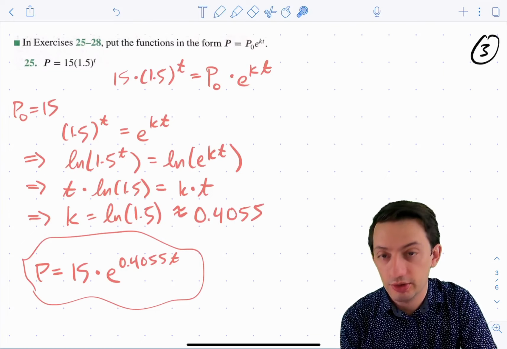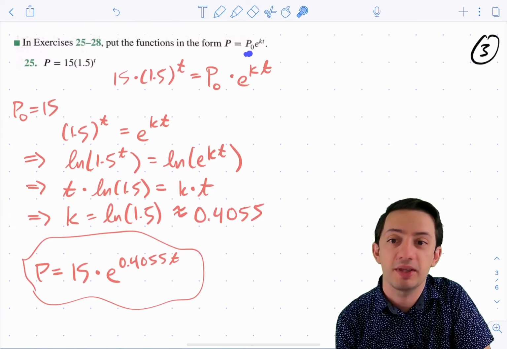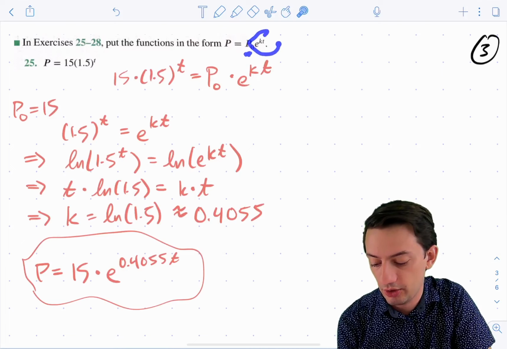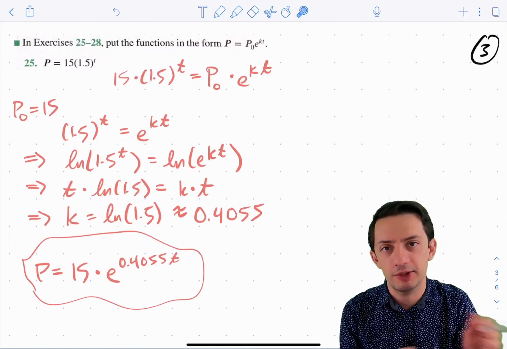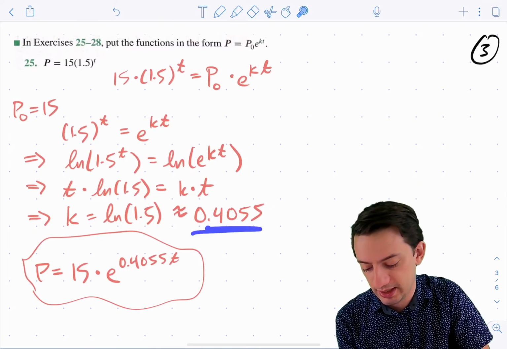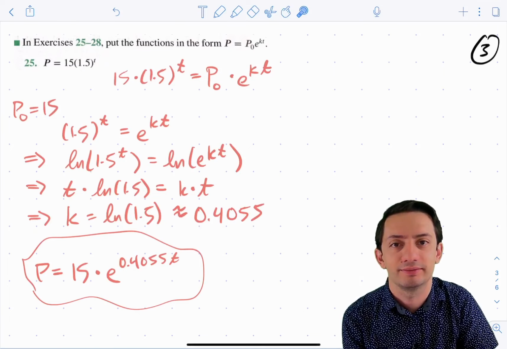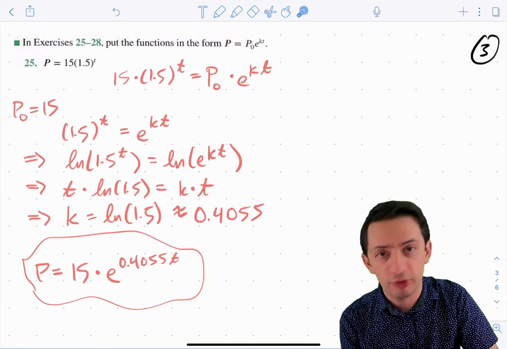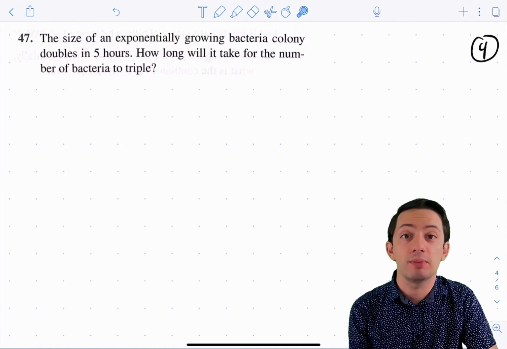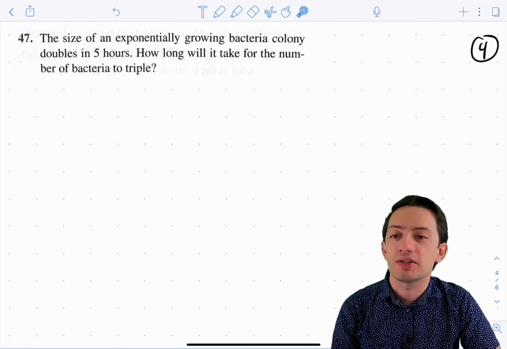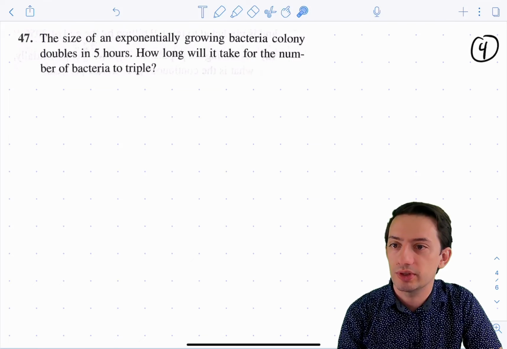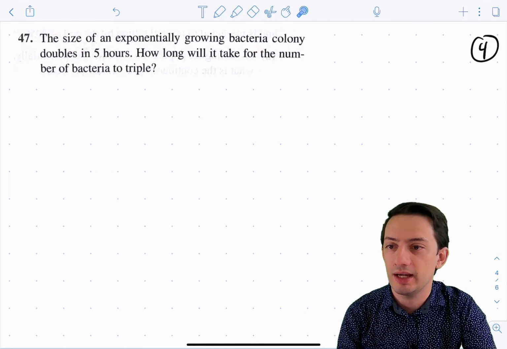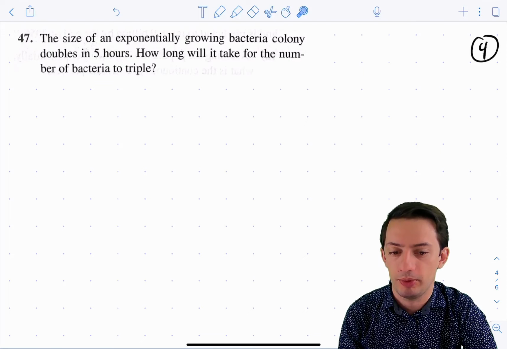So all we really had to do was set our multiplier to be the same thing, the 15, and then solve for the k. That kind of made the 1.5 and the e line up. The difference between the 1.5 and the e is this power. Okay, hopefully that wasn't too hard. On to question number 4. The size of an exponentially growing bacterial colony doubles in 5 hours. How long will it take for the number of bacteria to triple?